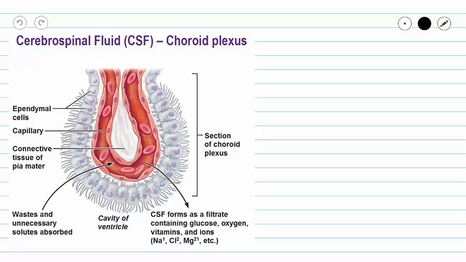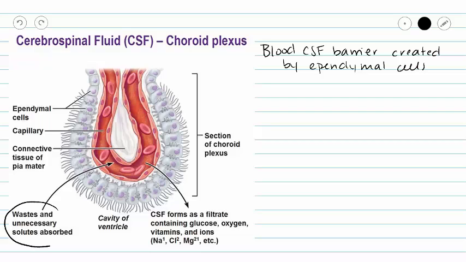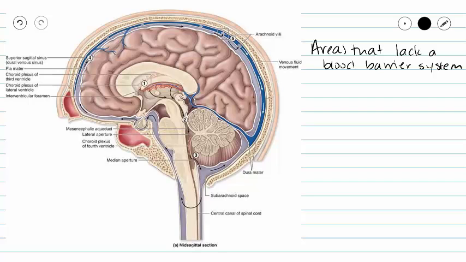Our blood-brain barrier created by our astrocytes is not the only blood barrier that we see in our central nervous system. We already discussed our blood-CSF barrier. Our blood-CSF barrier is created by ependymal cells, which are going to regulate the movement of substances into and out of our CSF at our choroid plexi. Remember, our ependymal cells are going to create CSF by monitoring and managing the transport of materials into or out of the blood. There are a few areas in our brain that lack a blood barrier system.